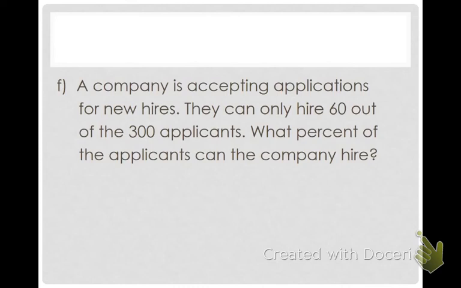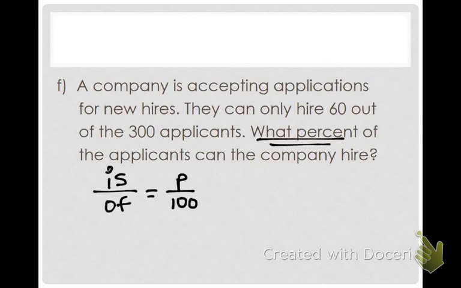We're going to be using the same exact formula that we've used all day. Is over of equals P over 100. Do you see any kind of a thing in there that's screaming, this is what the percent is? Yes or no? No. So I know I'm looking for my percent. You can also see the question says what percent. So I don't know what the percent is yet. Now the tricky part is trying to figure out which one is going to be the is and which one is going to be the of.